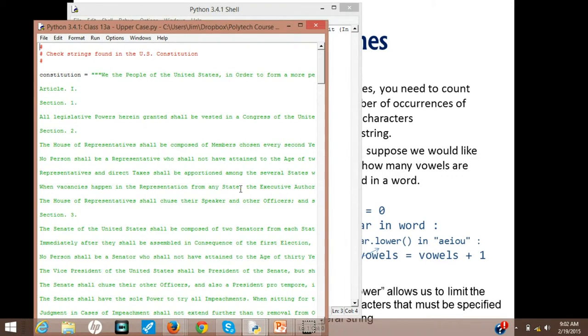So I got bored when I was putting this together. I said, well, I have to go searching for stuff in text, I should have at least some interesting text. Try this one on for size: "We the people of the United States, in order to form a more perfect union." What's that from?